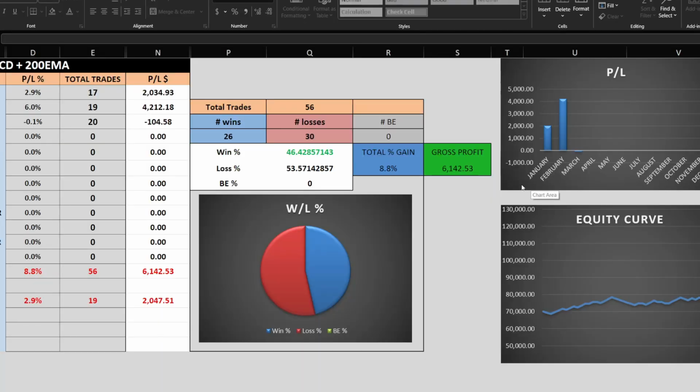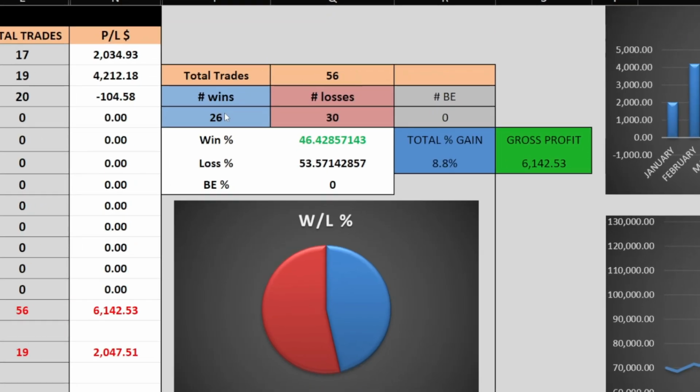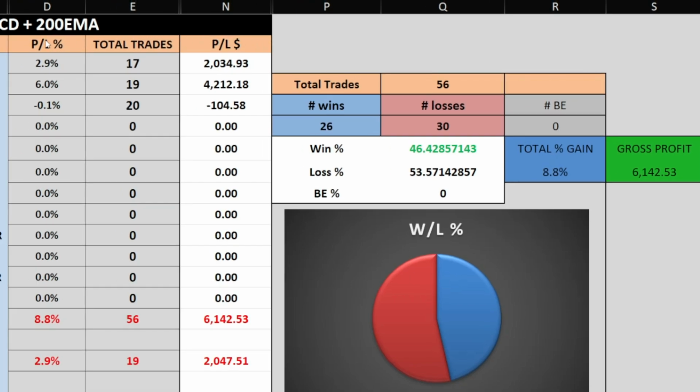And here's the results of the finished backtest session. We had 56 trades, 26 wins, 30 losses for a 46% win rate. So much less than the 86 that the video says. 8.8% gain.